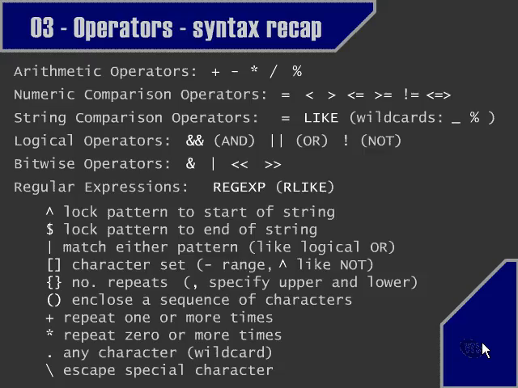That's the end of this chapter. And I hope that if there's anything in this syntax recap that you don't understand, that you go back and look at the movies where the meanings of all these operators are explained. Once again, with the exception of the bitwise operators, which is not really necessary to understand for normal database management.